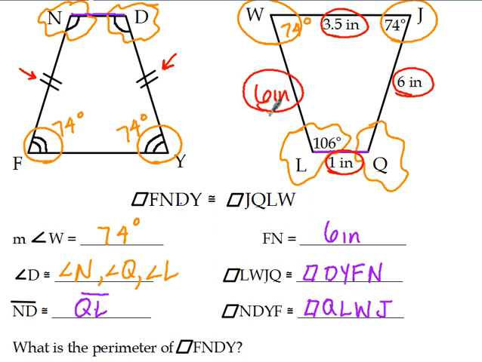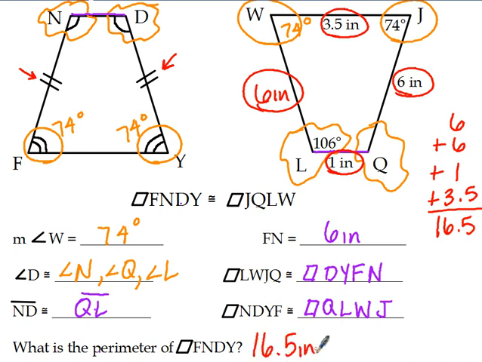So now I can just add those 4 numbers up. 6 plus 6 plus 1 plus 3.5 is going to give me 16.5. So that's going to be my perimeter, 16.5 inches. So I know there was a lot going on there, and I have all different colors and everything circled and everything. When you go from problem to problem, if you just want to do that with your pencil and then erase it for the next one so you can see what else matches up, that's fine. But hopefully the colors and everything helped you.